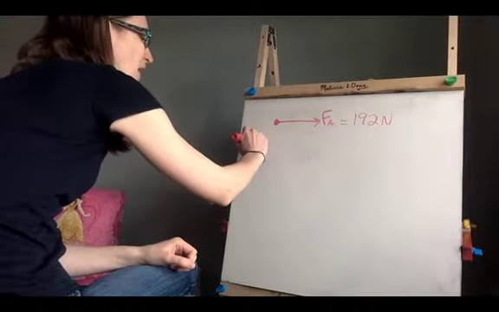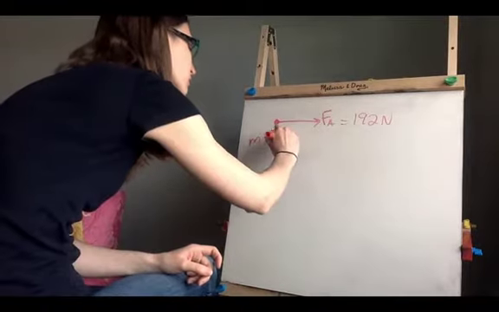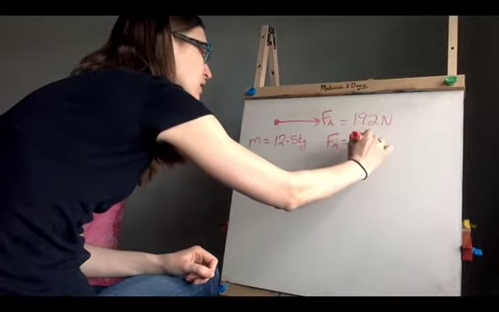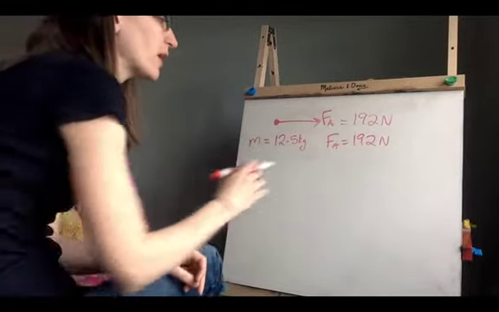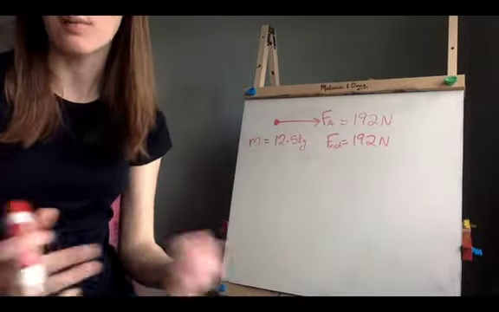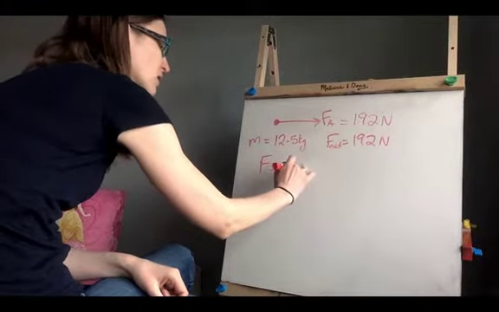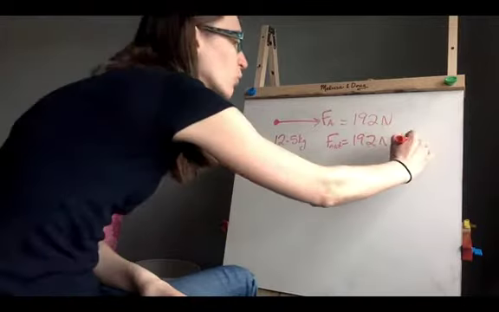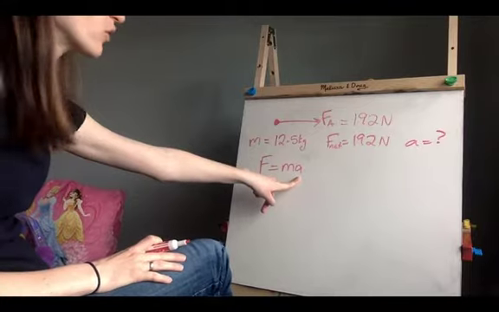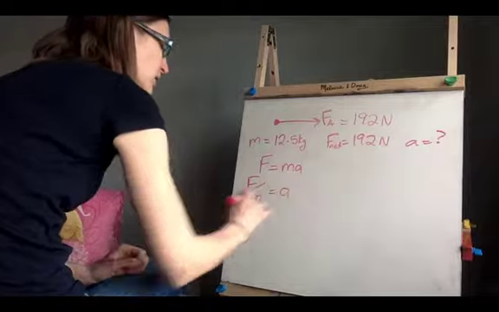So again, listing our variables, our mass is equal to 12.5 kilograms, our applied force is 192 newtons, and that's actually also our net force. It's the only force acting on it, so it's the sum of all of the forces. The formula that we're using is force is equal to mass times acceleration. We've been asked, what is the acceleration? So I can rearrange this equation to get acceleration by itself, so I can divide both sides by m. So F divided by m is equal to A.